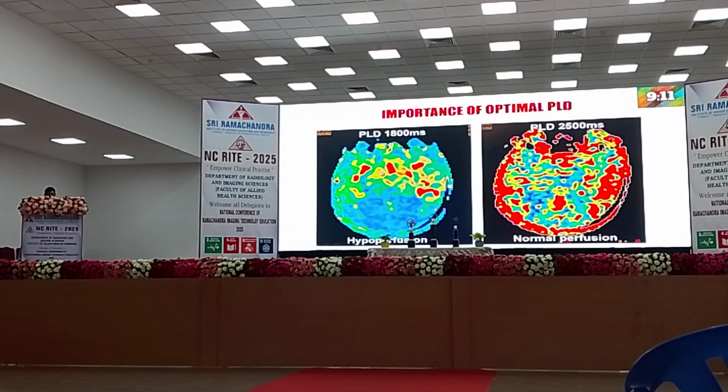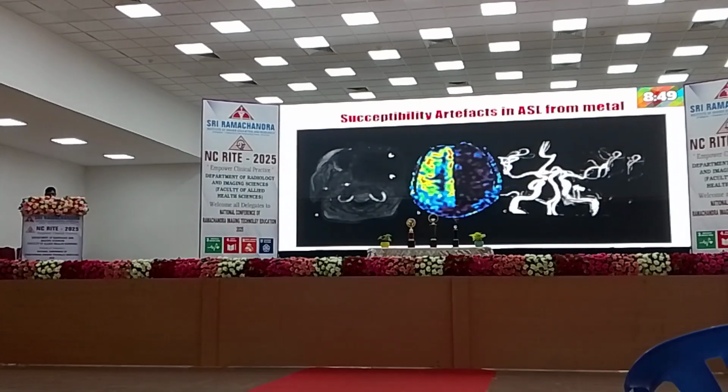You see here, in a normal adult patient we use 1800 milliseconds. You can see the image over here, the hypoperfusion at 1800, and at 2500 it is a normal perfusion. In Alzheimer's disease patients, the flow is very low. So always you have to use a higher PLD for older patients.